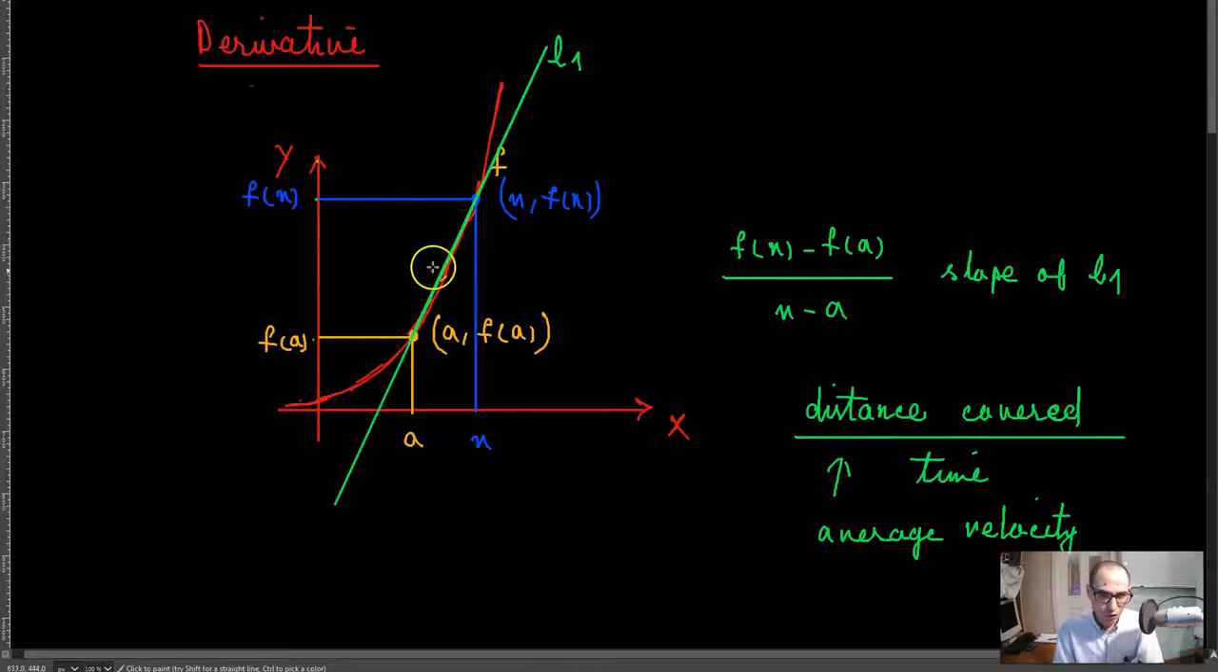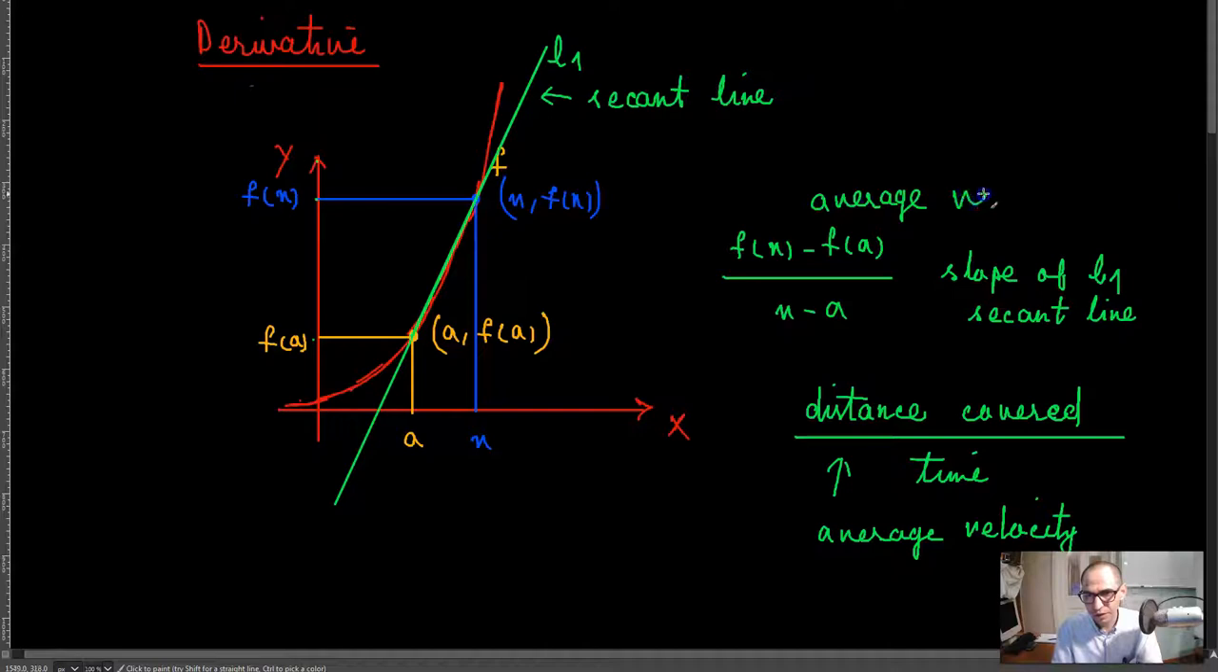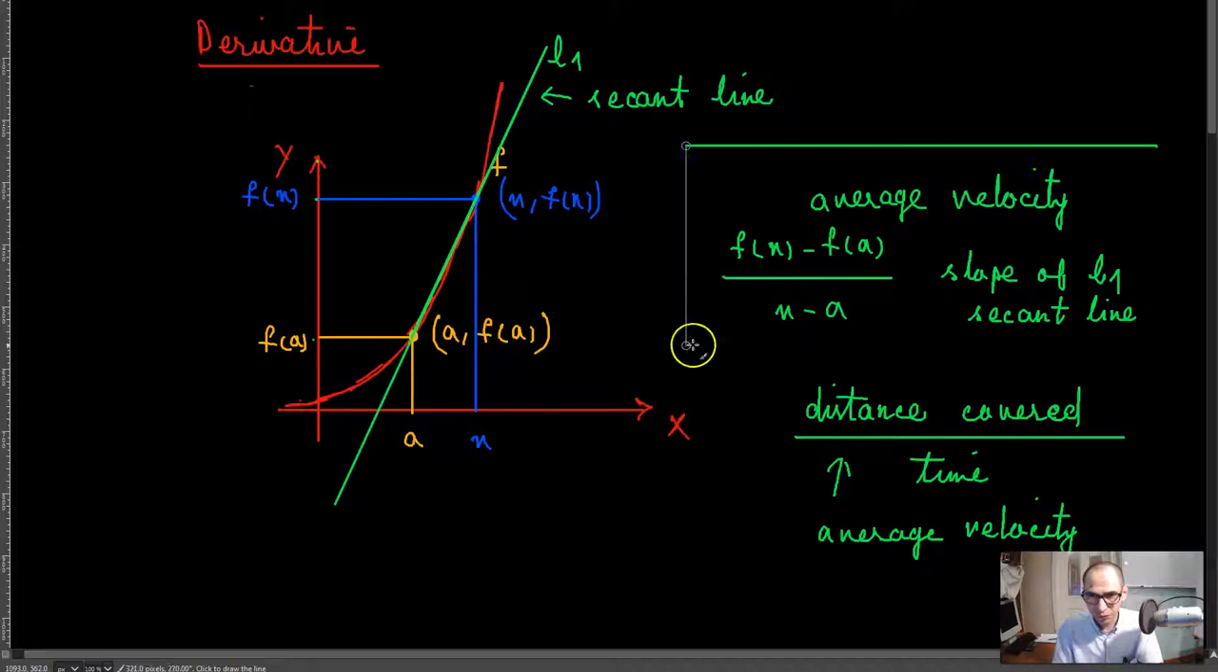This is a secant line, right? Which tells me that the slope of L1, which is the secant line, is the average velocity, if this was a situation in which we were talking about the position of a car versus time. So that would be average velocity. Right? So this is one important thing to consider.